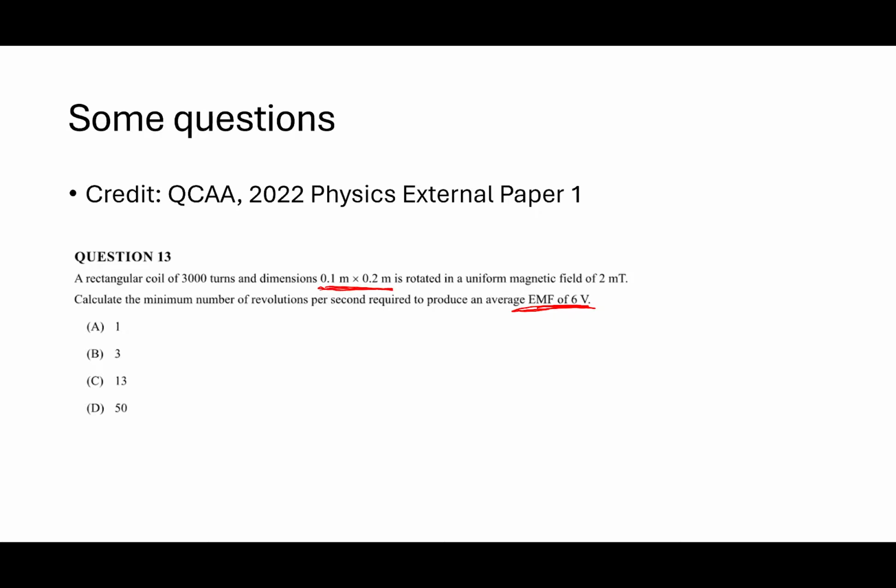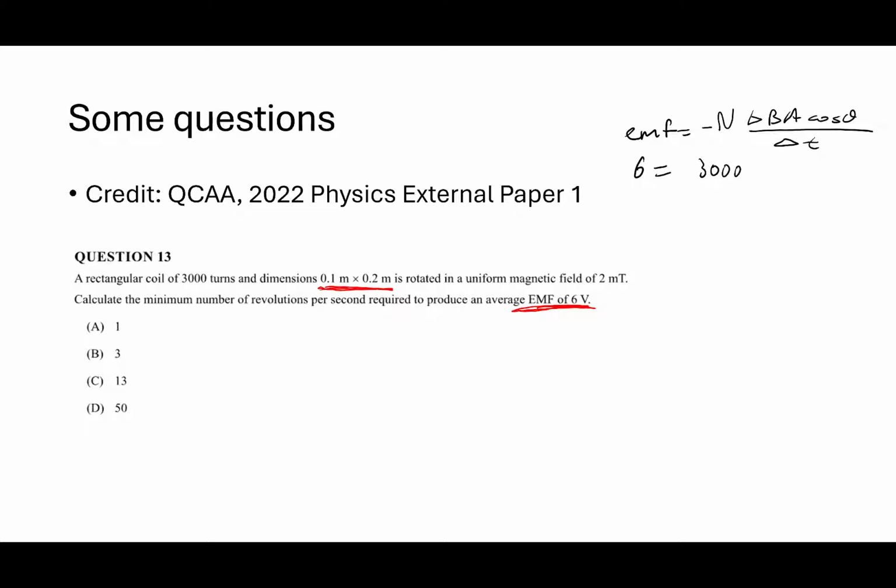Yeah, exactly. EMF equals negative N delta BA over delta t. So we'll use EMF equals negative N BA cos theta. Remember, it's because the full flux equation includes the cos theta. And let's substitute everything in. So we have 6 equals negative 3,000. And we can ignore the negative because we're only dealing with the magnitudes. The negative is only there for Lenz's law. So we'll only deal with the magnitudes.